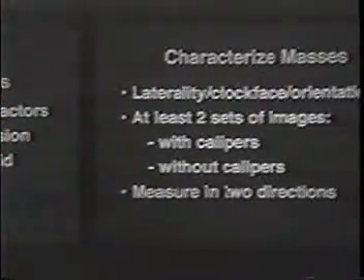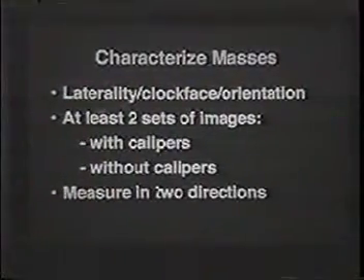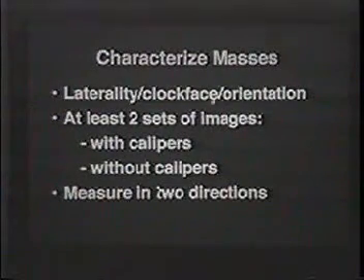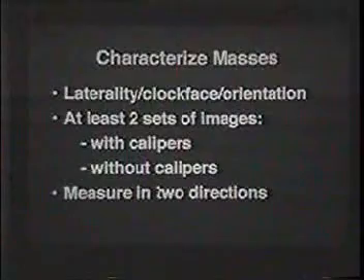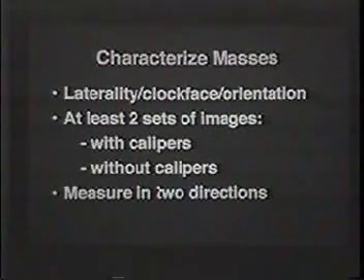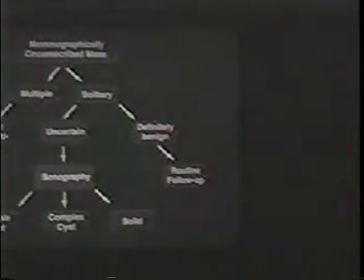In characterizing masses, again, it's important to identify laterality, clock face, and orientation. And there should be at least 2 sets of images of the abnormality, of the lesion. One should be with calipers and one without, so that it doesn't disturb the appearance of the lesion, and it should be measured in 2 directions. So these are the guidelines that have been put together by experts as a consensus.